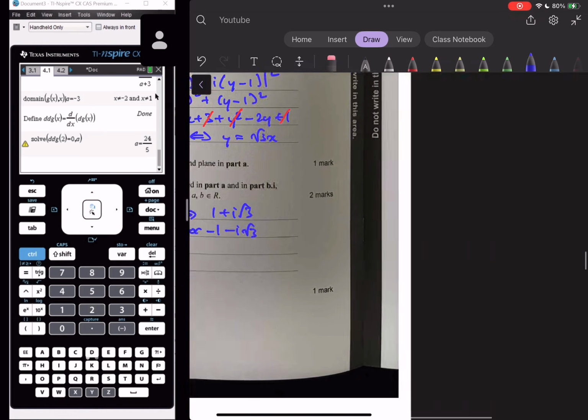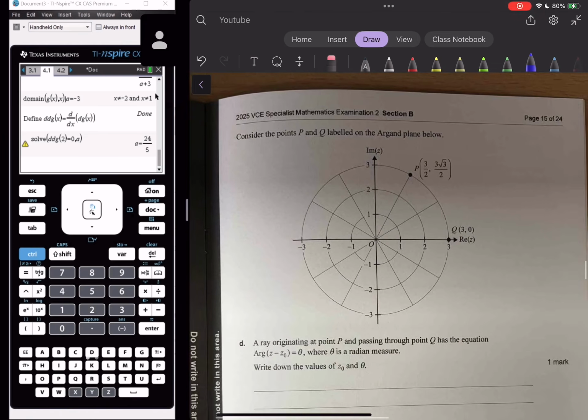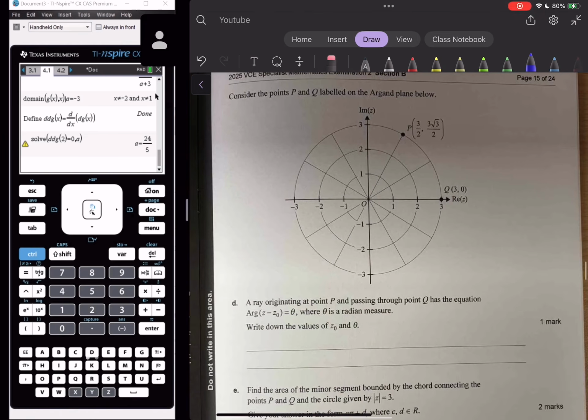Okay, perfect. And then the next question: consider the points P and Q. A ray originating at point P passing through Q has the equation arg(z minus z naught) equals theta. So this is what the line looks like here.